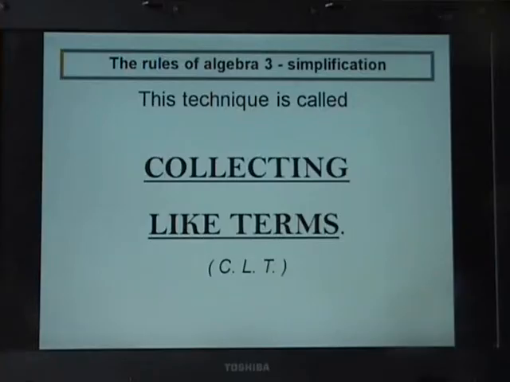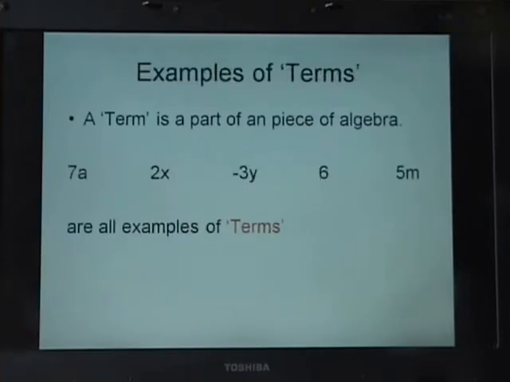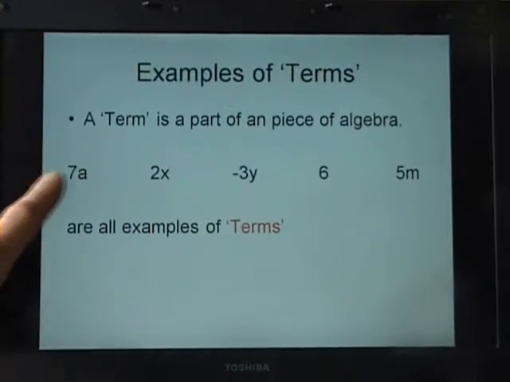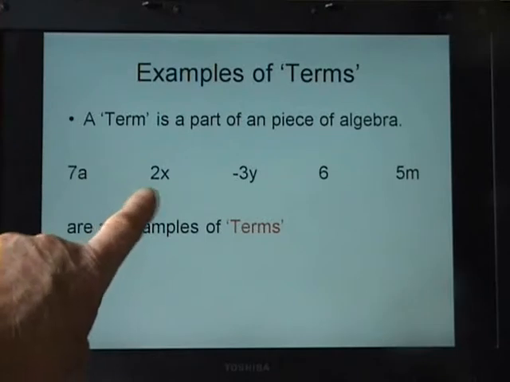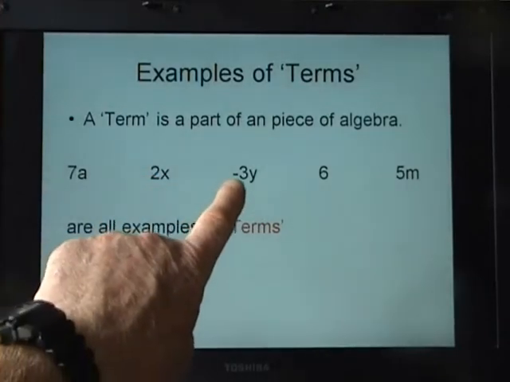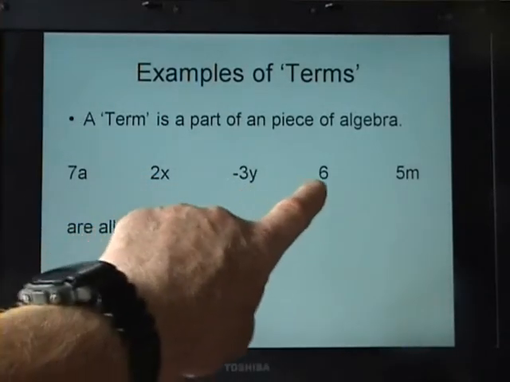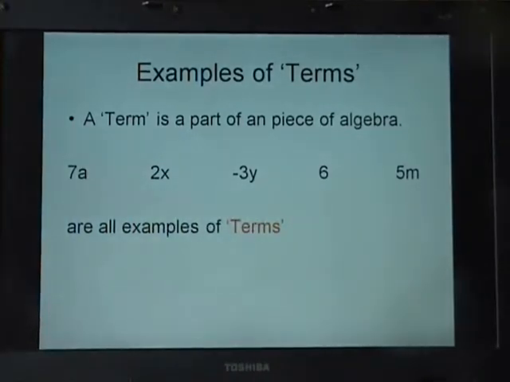So once we've established what a term is, we then need to learn how to collect them, under what circumstances we can collect them and when we can't collect them. And this is basically called collecting like terms. Now we saw previously what a term looked like, and here we've got 7a, 7 times a, 2x, 2 times x, minus 3y, it's minus 3 times y, the number 6 and 5m. All examples of what we call terms.